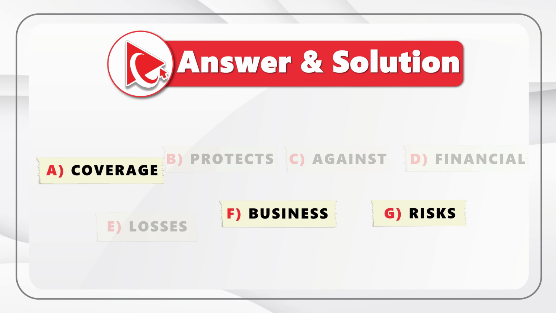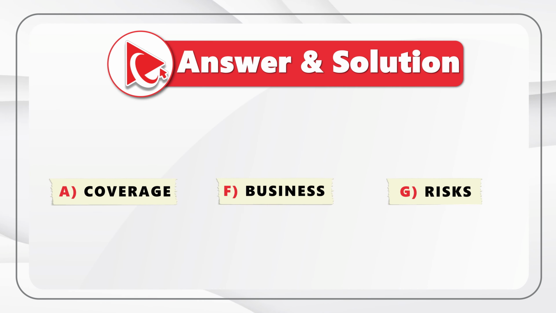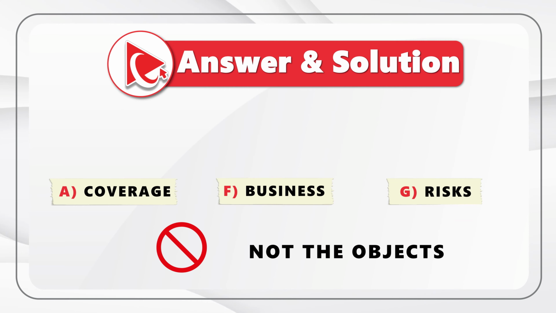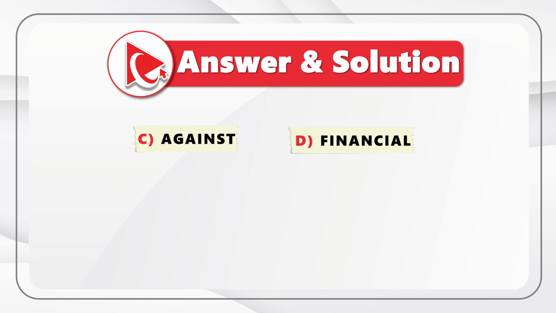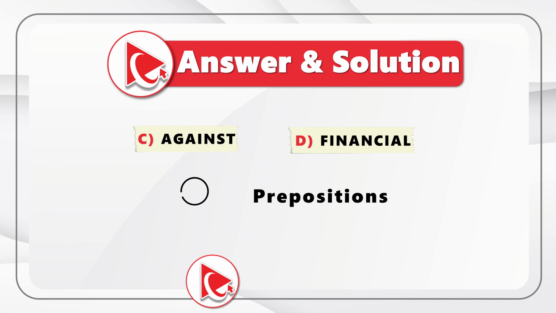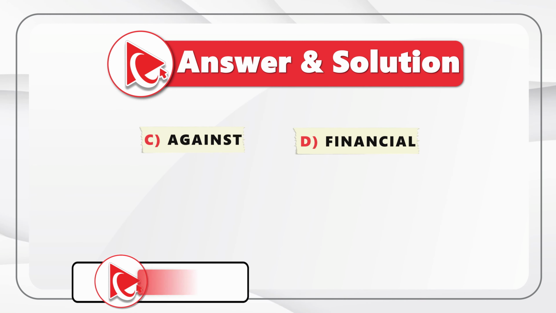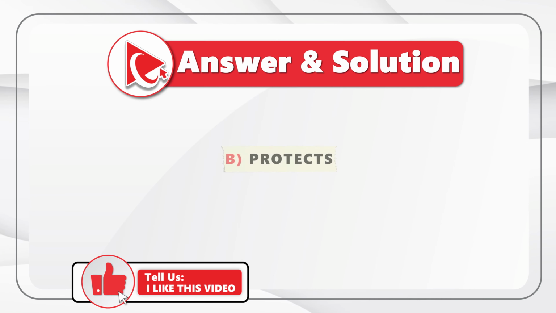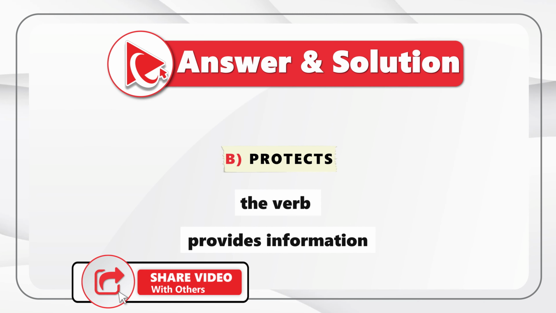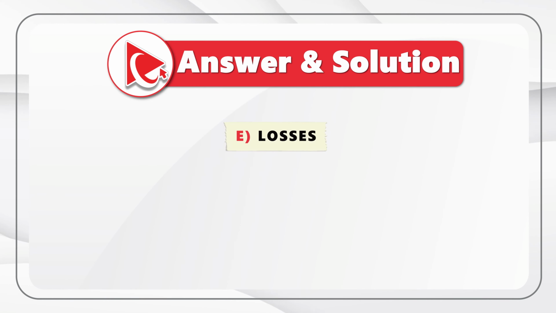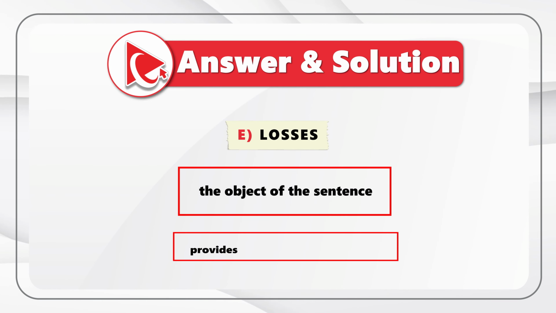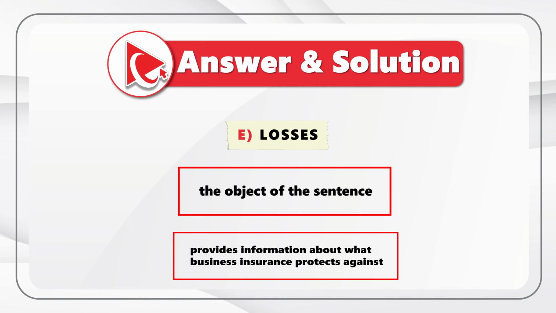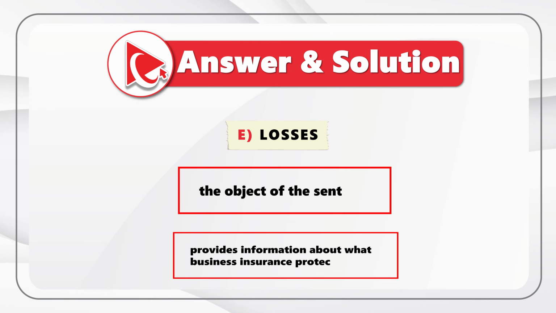We start with the words coverage, business, and risks. These are not the objects of the sentence. We also look at against and financial. These are prepositions and adjectives. The word protects is the verb and it provides valuable information in the sentence. The word losses is the object of the sentence and it provides information about what business insurance protects against.